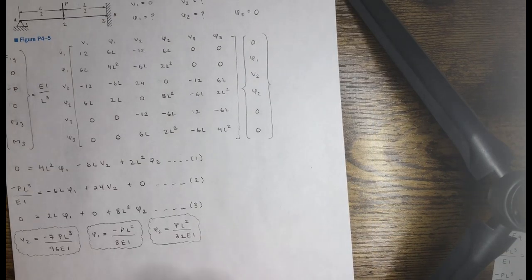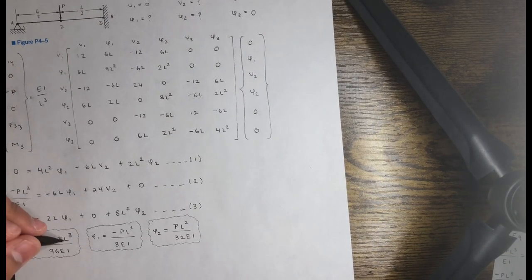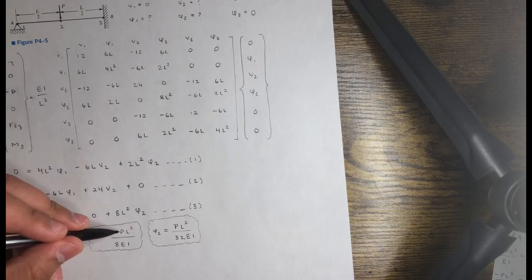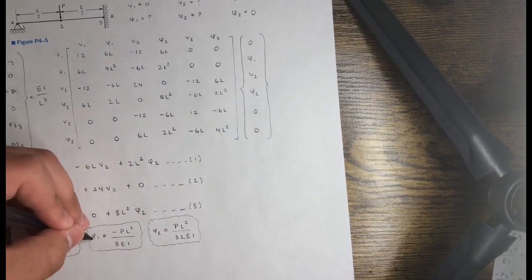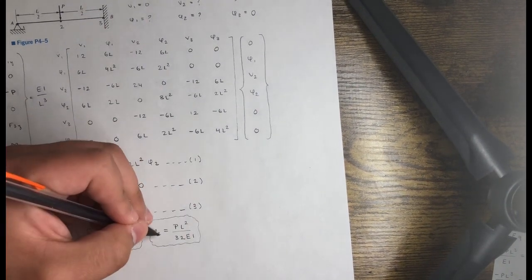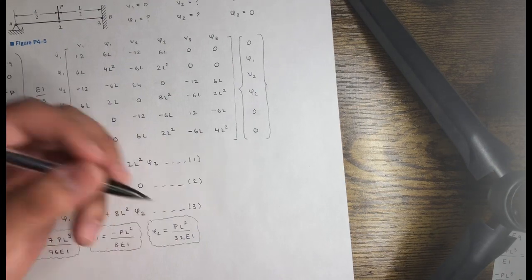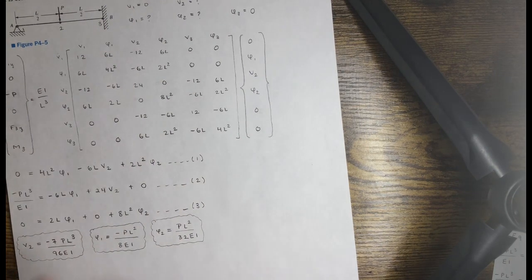So here are the answers. V2 is equal to negative 7PL cubed over 96 EI. Phi1 is equal to negative PL squared over 8 EI. And phi2 is equal to PL squared over 32 EI. Now, I'll show you how I got these, but I just wanted to save space and time because it's a lot of algebra, and it's not really FEA, so it makes no sense to spend so much time on it.